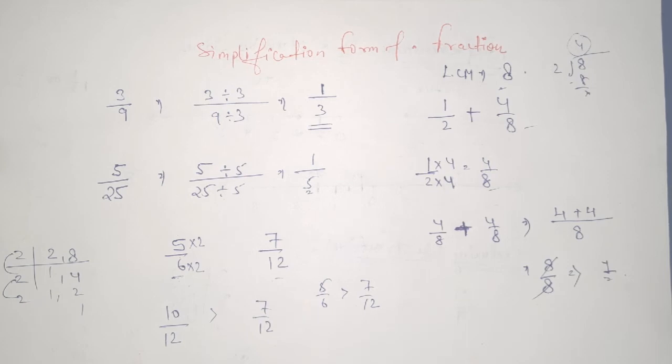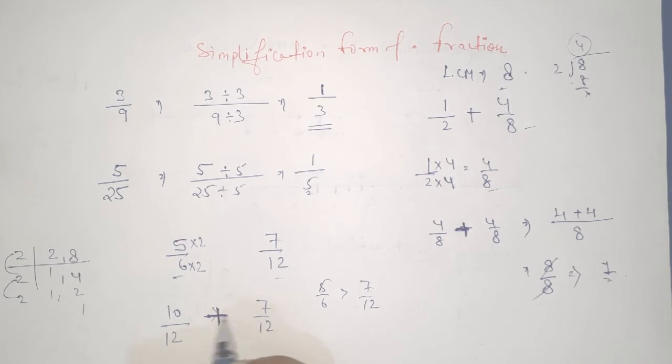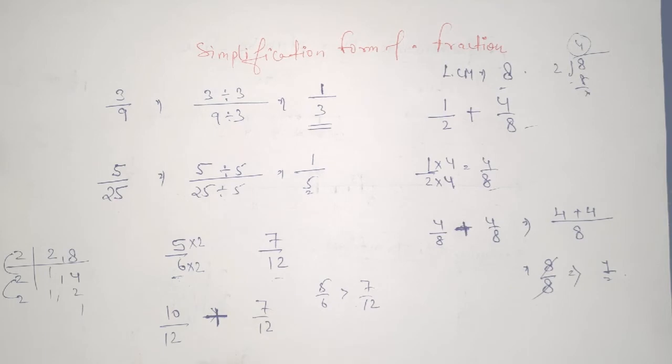Now if you want to add it, you can add it also, because for addition also you need to make the denominators equal. Now the denominators are the same, 12 and 12. So we will put denominator 12. 10 plus 7 will be 17, so it will be 17 by 12. If you want to convert it into a mixed fraction, 12 ones are 12 plus 5, 17. This will be the answer. Got it? Understood?